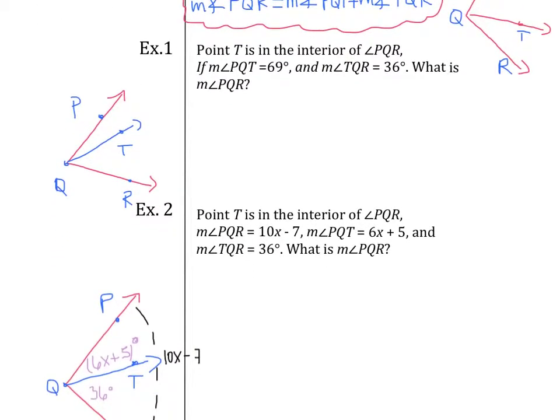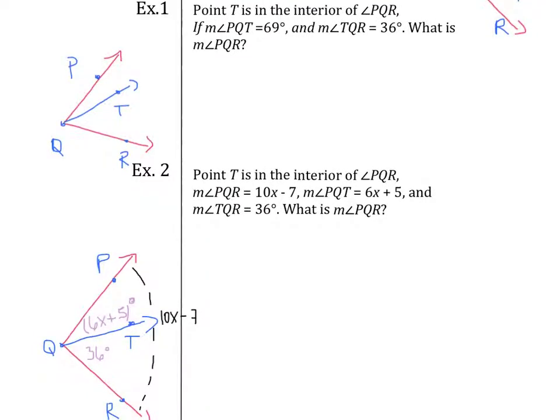Example 1 is just numbers, and it says that point T is in the interior of angle PQR, and the measure of angle PQT is 69. So that means this angle here is PQT, and PQT is 69 degrees, and TQR, that's this one here, is 36 degrees. They want us to find the measure of angle PQR, so that's this one.